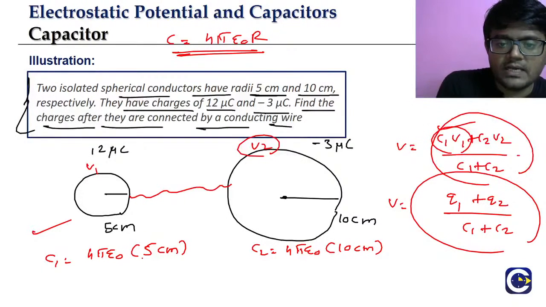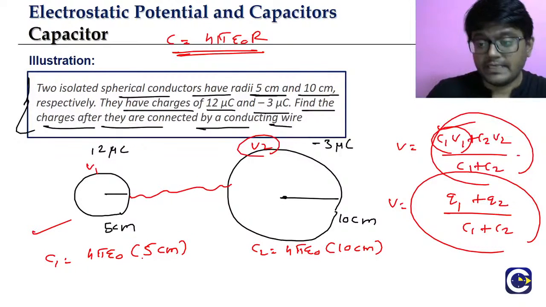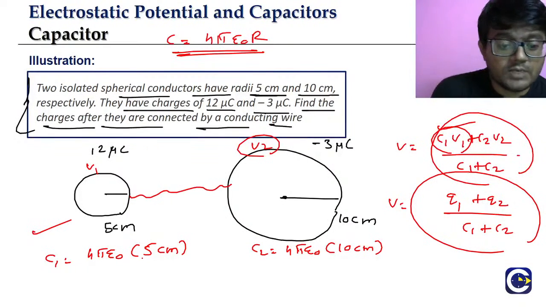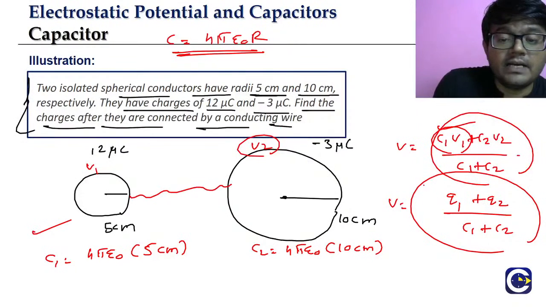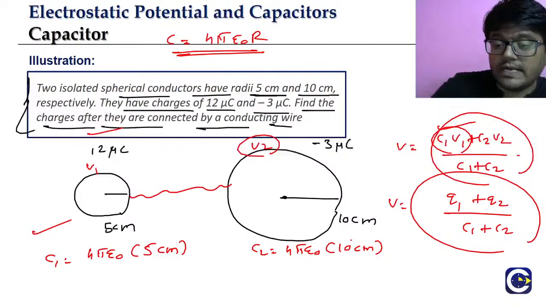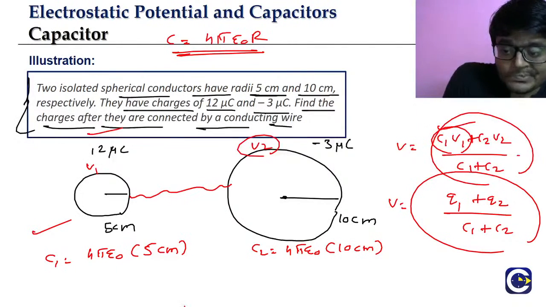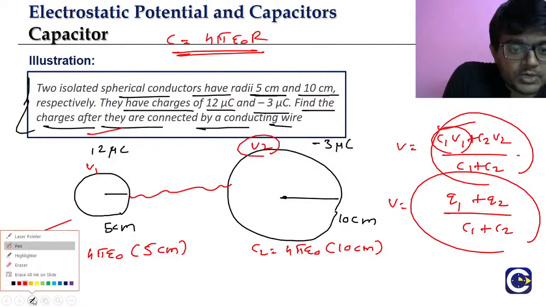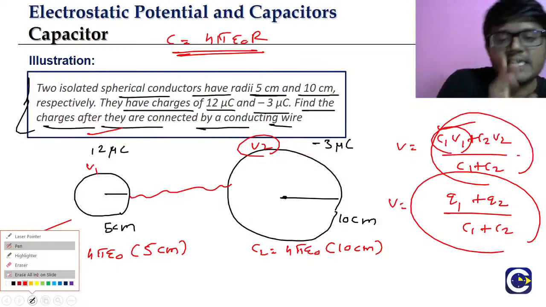The second capacitance value is 4 pi epsilon naught into 10 centimeter. So now we have the C1 value and the C2 value. Look at Q1 plus Q2: what is Q1 plus Q2? Q1 is 12 micro, Q2 is minus 3 micro. So we will try to get the common potential value. Because once we have the common potential value, from there we can calculate what the final charges are.